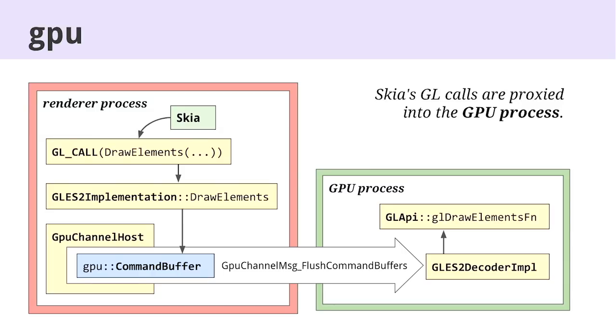The GPU process exists for a couple of reasons. One is that we need to escape the renderer sandbox, like I mentioned. The other is that graphics drivers that OpenGL uses are often unstable or have security vulnerabilities. And isolating GL in the GPU process gives us some protection from that. Like if the GPU process crashes, the browser can start it back up again.